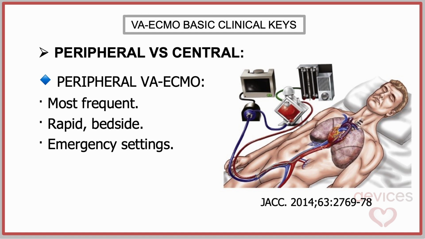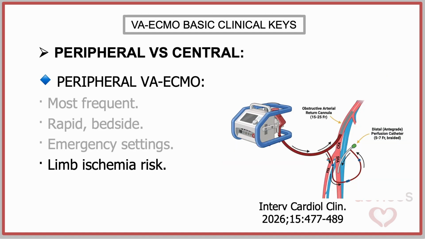This configuration allows rapid bedside implantation and is commonly used in emergency settings. Because femoral arterial cannulation may compromise distal limb perfusion, insertion of a distal perfusion catheter is often recommended. This small catheter delivers oxygenated blood distal to the arterial cannulation site and helps reduce the risk of lower extremity ischemia.